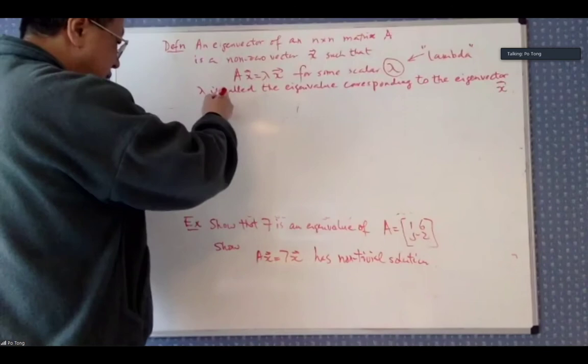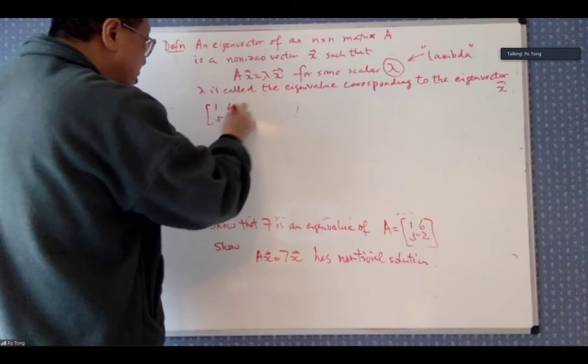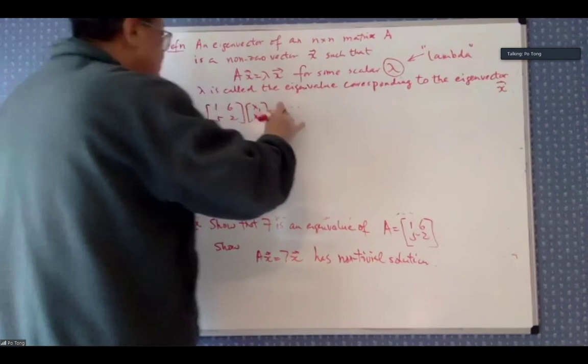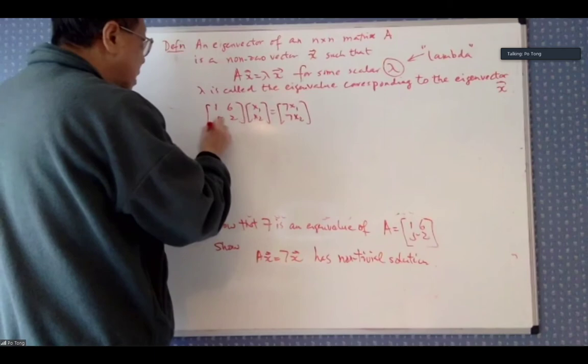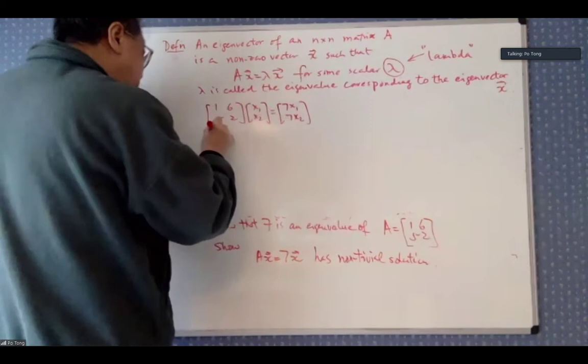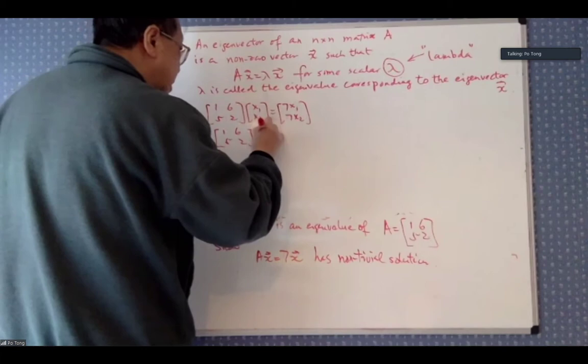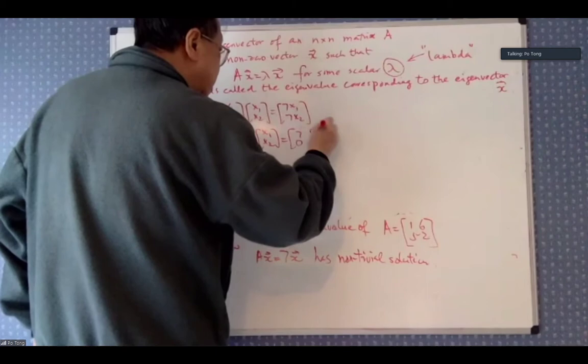How do I show that this one has a non-trivial solution? So I have to do this: the matrix 1, 6, 5, 2 times x1, x2 equal to 7x1, 7x2. Can you guys see that I can think of this as 1, 6, 5, 2 times x1, x2 equal to 7, 7, 0, 0 times x1, x2?